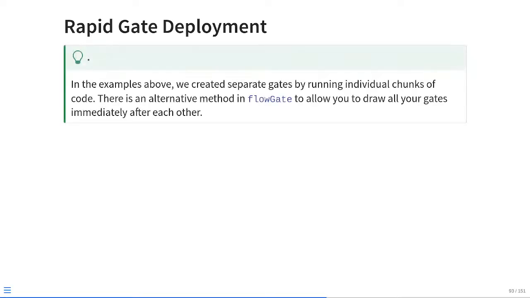So, in the examples above, when we were creating all these different gates, we were starting one gate, then the next gate, then the next gate. We were running them on individual code chunks, opening and closing the Shiny app multiple times, which could add a little bit of time. So flowGate tries to speed things up a little bit by allowing you to specify which gates get drawn sequentially after each other.